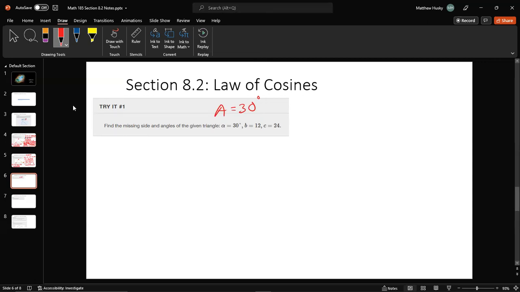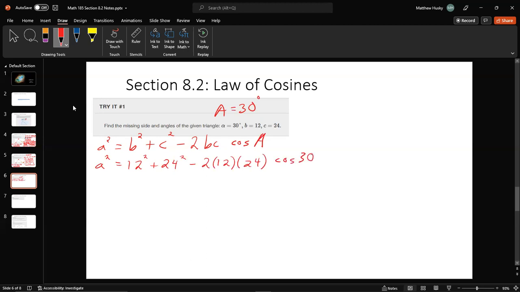Because we have angle A, that means we want the version of the formula with angle A in it. So that is going to be this one here where it equals little a. So a squared equals b squared plus c squared minus 2bc cosine of angle A. So this is a squared. What is b? That is 12, so that's 12 squared. C is 24 squared, minus 2 times the b, which is 12, times the c, which is 24, times the cosine of 30 degrees.